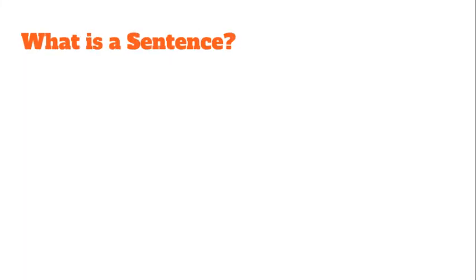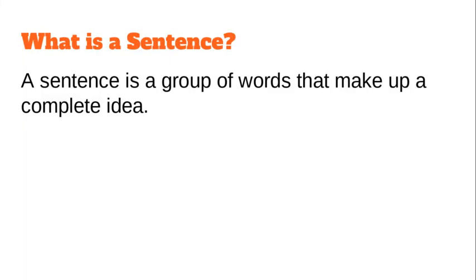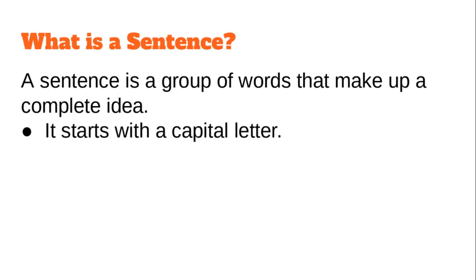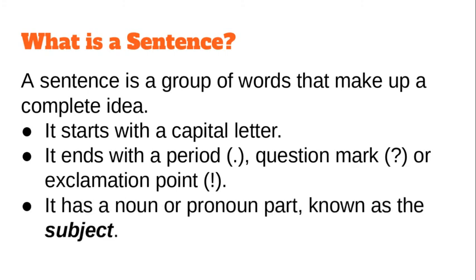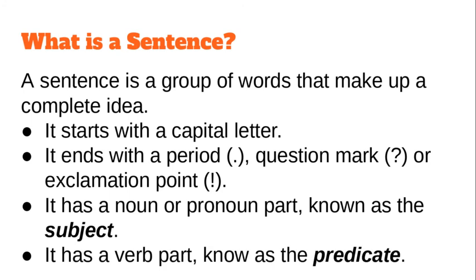Let's review what a sentence is. A sentence is a group of words that make up a complete idea. It starts with a capital letter. It ends with a period, question mark, or exclamation point. It has a noun or pronoun part, known as the subject, and it has a verb part, known as the predicate.